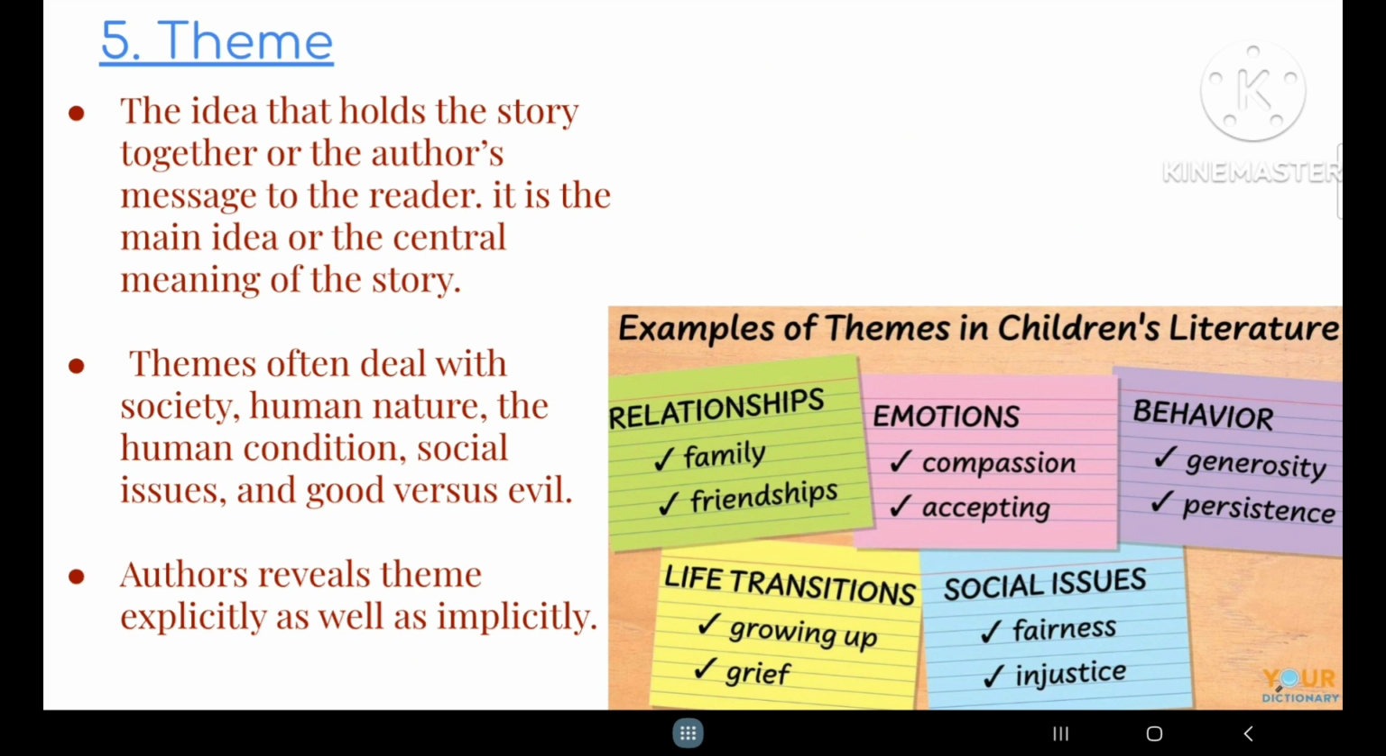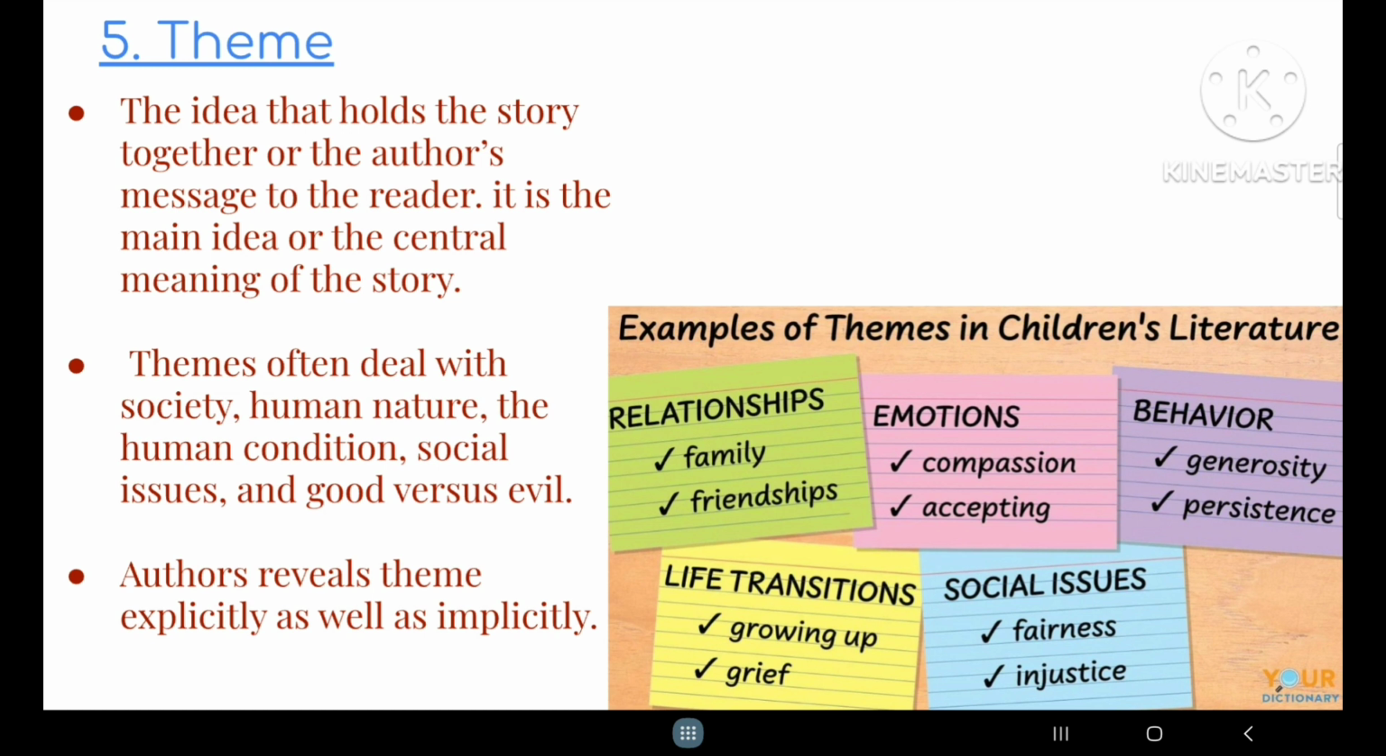The fifth literary element is theme, the idea that holds the story together or the author's message to the reader. It is the main idea or the central meaning of the story. Themes often deal with society, human nature, the human condition, social issues, and good versus evil.